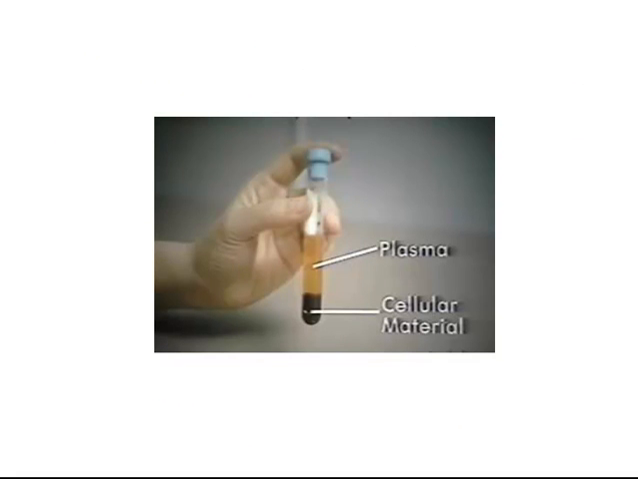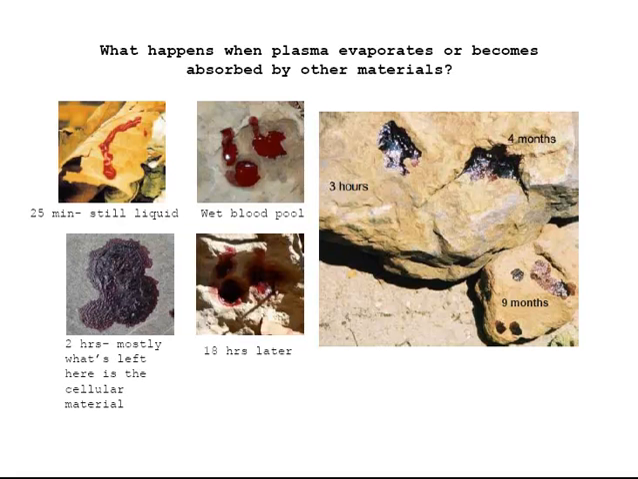Blood is composed of plasma and cellular materials. Plasma is the liquid part that is made of mostly water. Cellular materials are the red solid substances made of red blood cells, white blood cells, and platelets. When plasma evaporates or becomes absorbed by other materials, we see the aging of blood.